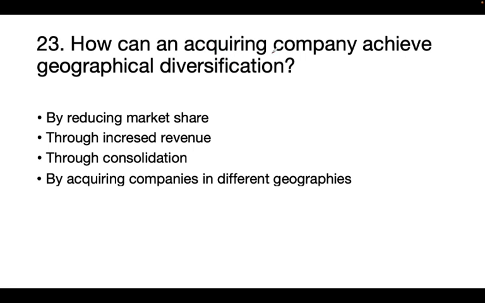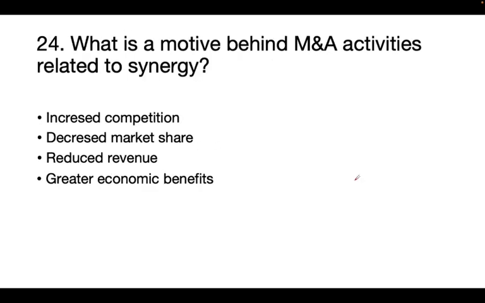Next question. How can an acquiring company achieve geographical diversification? Options are by reducing market share, through increased revenue, through consolidation, by acquiring companies in different geographies. Answer is by acquiring companies in different geographies.